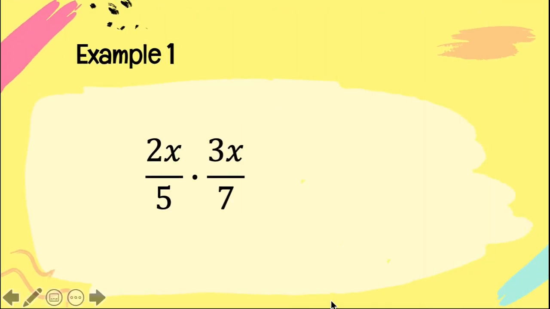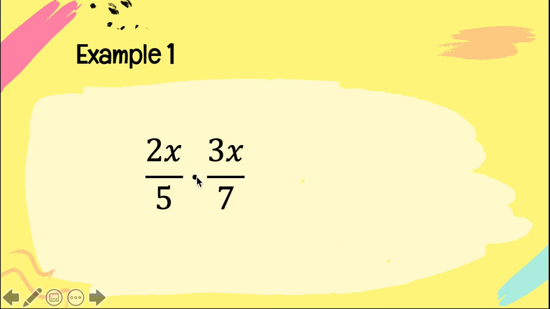So what is the product of 2x over 5 times 3x over 7? So as we multiply this one, look on the factors that we can cancel. But here, we don't have any numbers or variables that we can cancel. So therefore, in that case, we just simply multiply numerator to numerator and denominator to denominator.